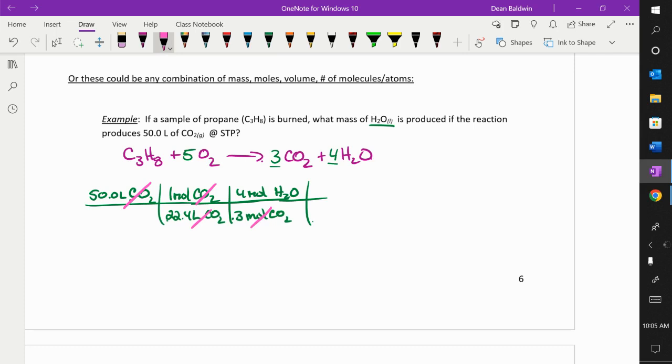I don't want moles of water. What am I asking for? Mass, which is in grams. So what do I need? Molar mass of water. What's the molar mass of water? 18 grams is the molar mass of water. So 1 mole of water is 18.0 grams. All right. So you check all the units canceled that are supposed to cancel. We're left with grams of water.